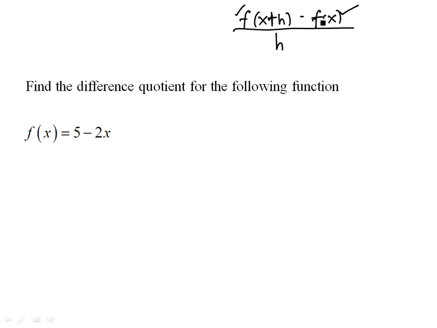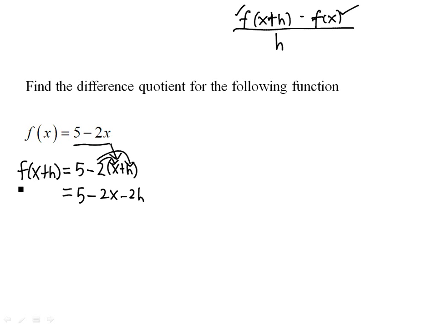f of x is already given to us. f of x equals 5 minus 2x. We just got to figure out what f of x plus h is. It is 5 minus 2 times x plus h. Again, all we're doing is replacing the x's with an x plus h and simplifying. So when we distribute, we get 5 minus 2x minus 2h. We have everything we need to plug into the difference quotient.